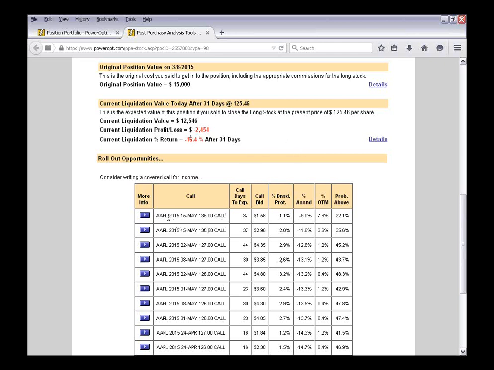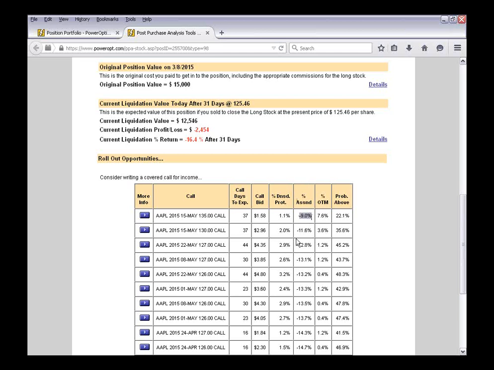And with a 16% loss, we see that we could sell the May 135 call. So we've got about 37 days to expiration. It's slightly out of the money. The call premium is only $1.58. Well, we've got a $24 loss, so if we get assigned at 135, which is 10 points higher than the stock is now, plus our dollar premium, we still might get locked into a loss, or assigned at a loss, at 9%.